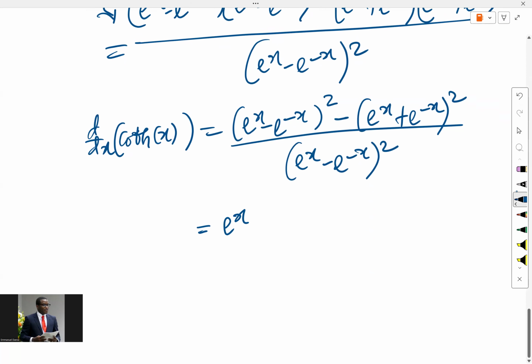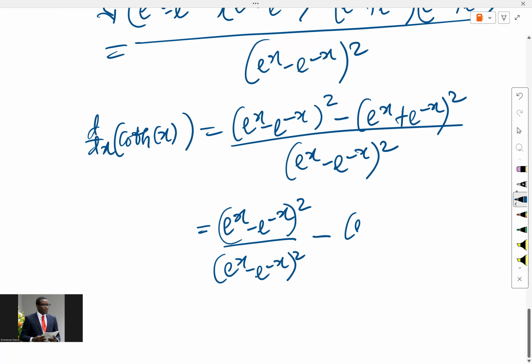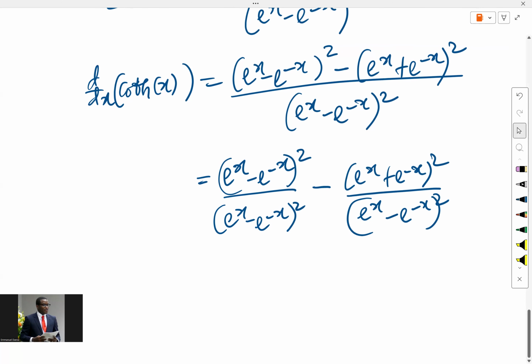So we'll just have e raised to power x minus e raised to power minus x all squared divided by e raised to power x minus e raised to power minus x all squared. Then minus e raised to power x plus e raised to power minus x all squared divided by e raised to power x minus e raised to power minus x all squared. Now you can see this and this are basically the same. So these two will give us 1, but this is not that.